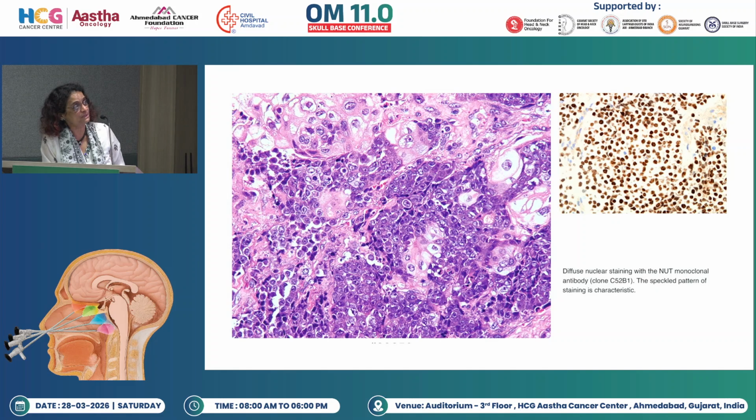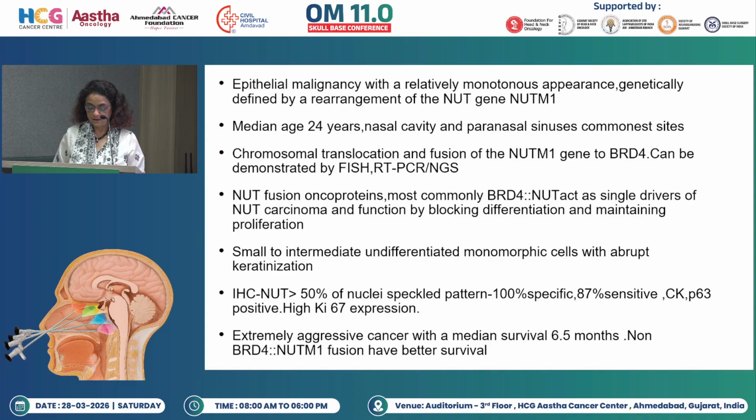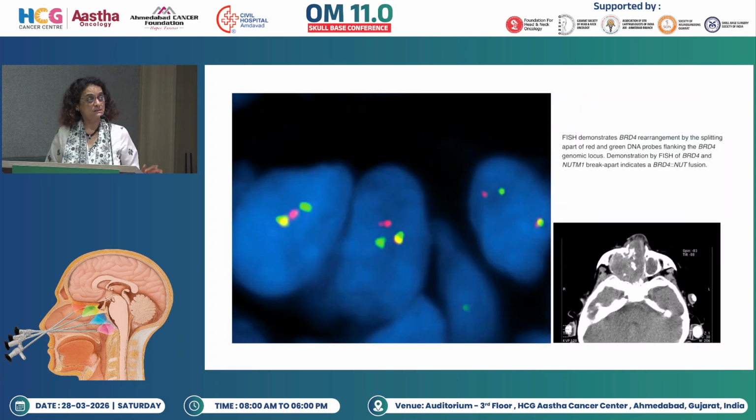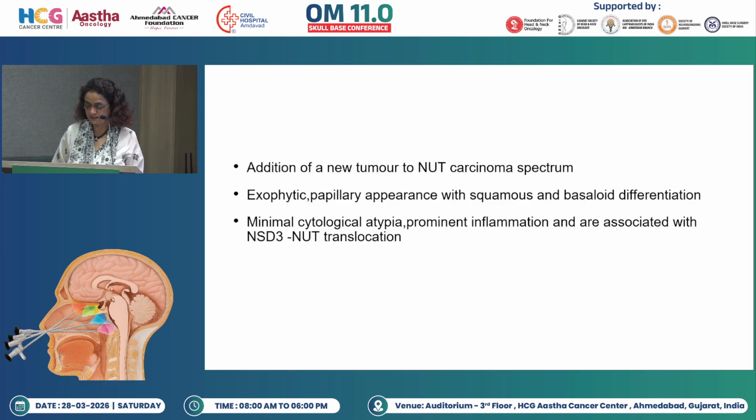Yeah, so this is the abrupt keratinization that I am talking about, and these are the primitive cells, and this is the NUT protein IHC. This is just a FISH, how the FISH looks like. This is the DNA probe, and when you see these red and green signals, that means the rearrangement is there.